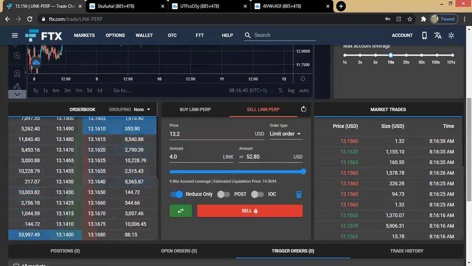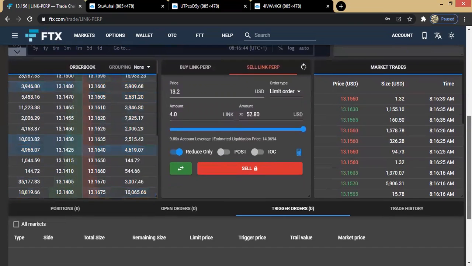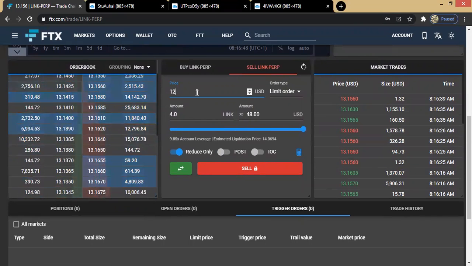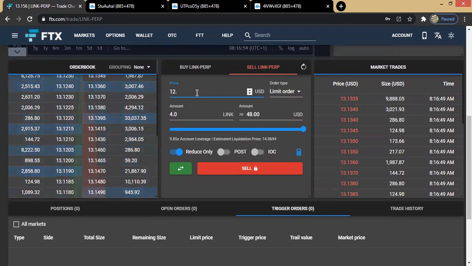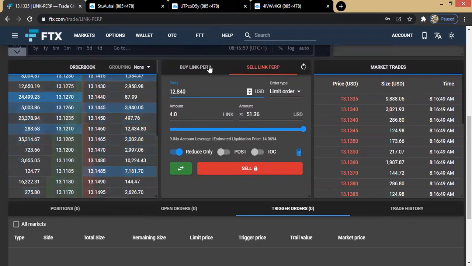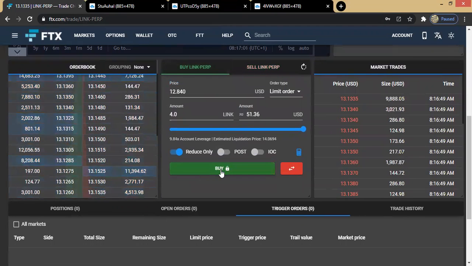And then another thing, I've seen some persons who have placed a trade. Let's say I say buy at 12.840. Now they go right ahead and place this order, then click on the buy button, and eventually it buys for them.